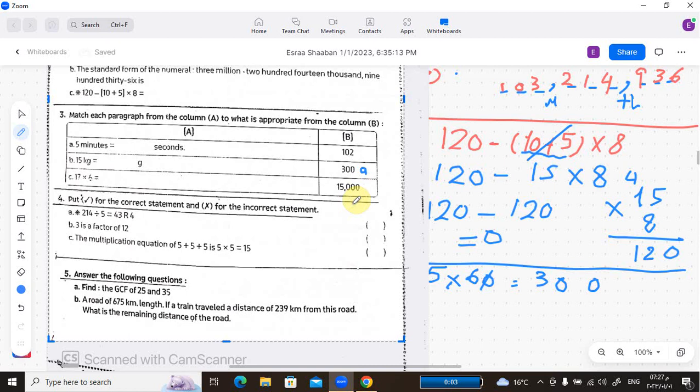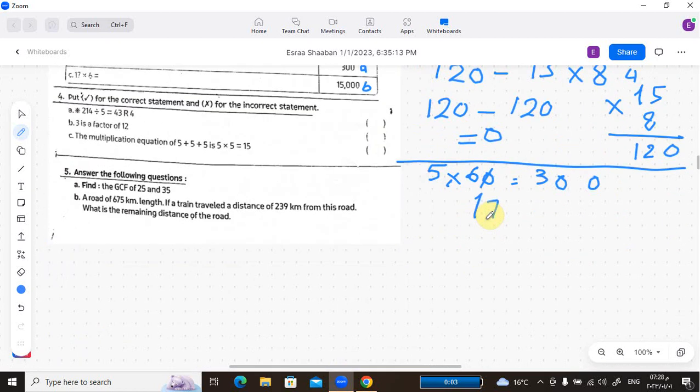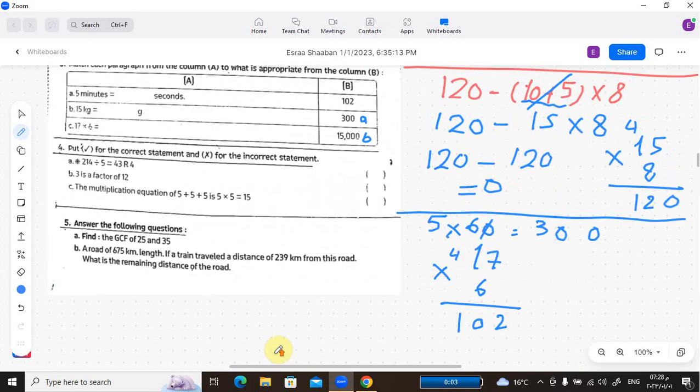Letter B. From kilogram to gram times 1000. 15 times 1000, it will be 15,000. Letter C. 17 times 6. 17 here times 6. 6 times 7 equals 42. Put 2 and carry 4. 6 times 1, 6 plus 4, 10. So the answer is 102. Okay, this is letter C.